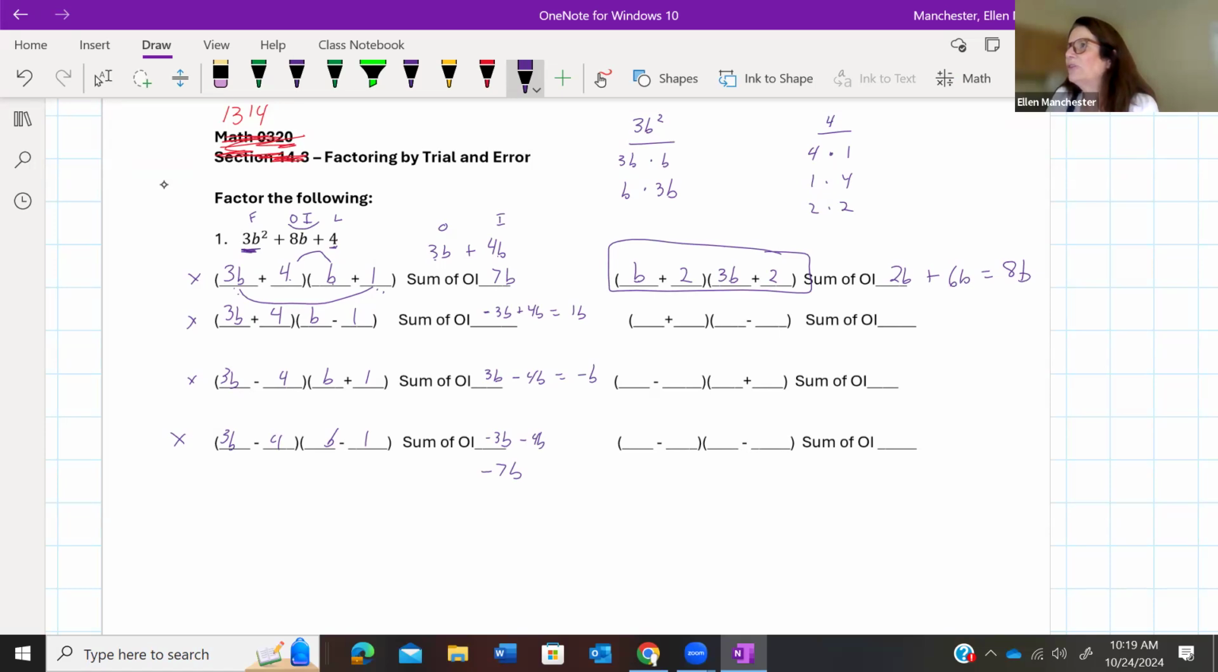All right, so it's just being able to use these factors. When I go the outside, 2 times b is 2b. The inside, 2 times 3b is 6b. When I add these, that's my sum. I get 8b, which is my middle term. So I know I did it right. I know I have it set up correctly. Okay, so it's a matter of just trying something, seeing if it works. If it doesn't, move on to something else.